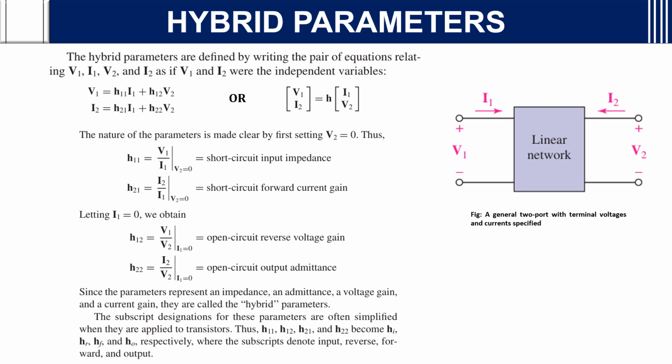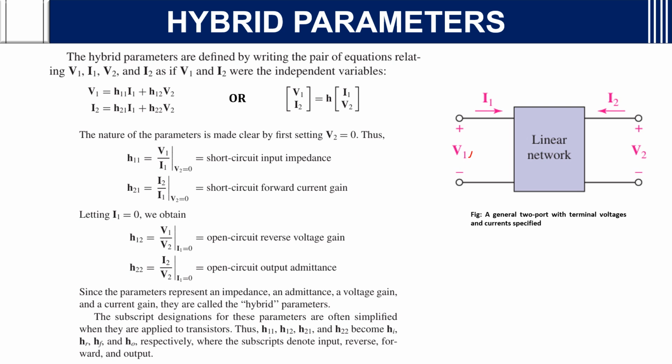Thus, when you make V2 equal to 0, this part is 0. So H11 is V1 by I1 when V2 is equal to 0. Then H21 is I2 by I1 when V2 is equal to 0. If you see V by I, what is it? It is impedance. So it can be called short circuit input impedance, because V1 and I1 are on the input side. When it comes to I2 by I1, it is a current gain, the short circuit forward current gain. I hope you remember in previous parameters also we found I2 by I1, V2 by V1, voltage gain, current gain, like that. This is current gain.